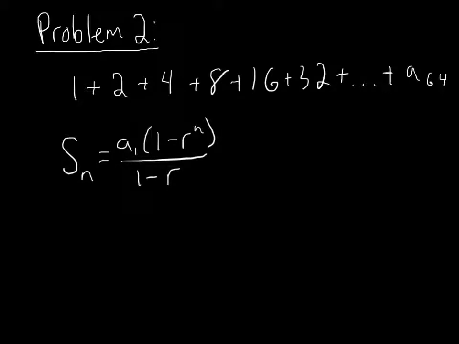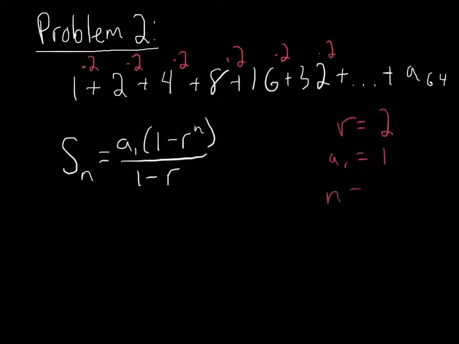Now if you look at this, let's try to find what our ratio is. If we look at it, it looks like we're multiplying each term by 2. So 1 times 2 to get 2, 2 times 2 to get 4, 4 times 2 to get 8. So I'm multiplying by 2 each time. So there's my common ratio. So I'm going to put r as 2. My first term is 1. And n, the number of terms. Well, I know there's 64 terms in here. So I have everything I need to solve the sum of this series.